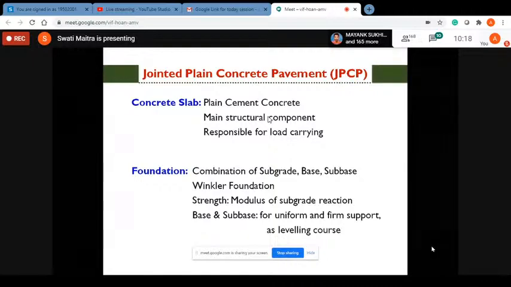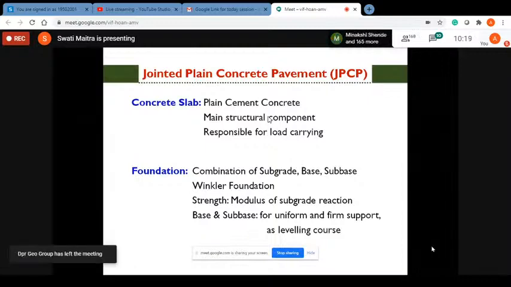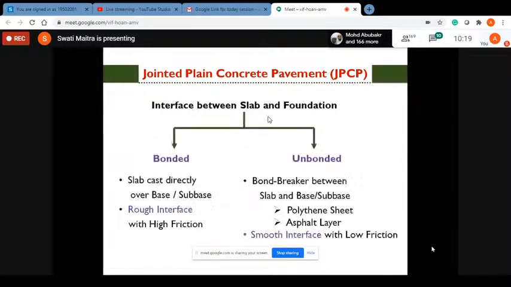And base and sub-bases are provided for uniform and firm support and to level the surface. And of course, as I mentioned, a polythene sheet is present in between the concrete slab and the base layer. Now, as I said, interface is an important component. So interface may be bonded or unbonded.